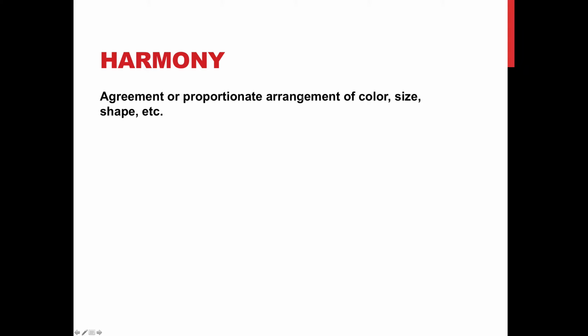Okay, so let's talk about harmony. Harmony is the agreement and proportionate agreement and arrangement between the color and the size and the shapes. So this can deal with any number of different things. And really the ultimate part of this is that the parts of a web page create an orderly whole. So they all need to work together in harmony, or else you're going to have things that are really weird and contrasting.